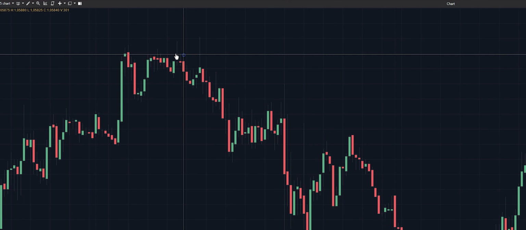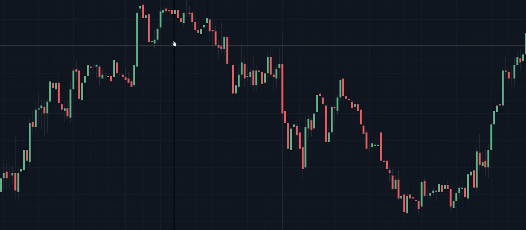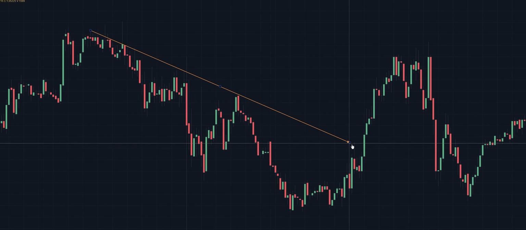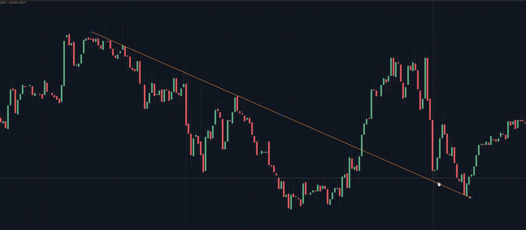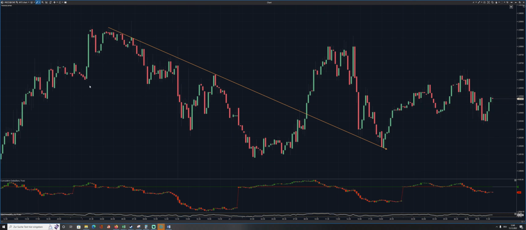We start right off with the trend line. As you can see, we had a very nice correction right here and a breakout out of this trend line. When you mark it up and extend it, you can clearly see that you have a potential support area right here.